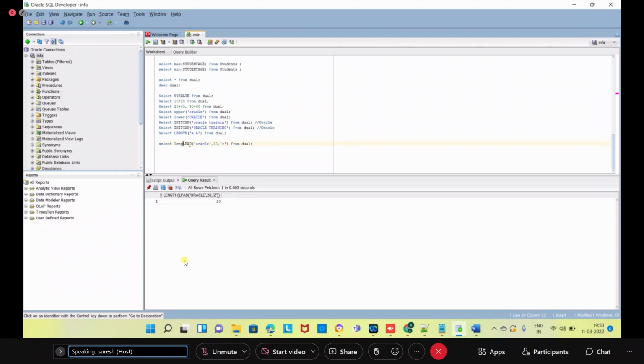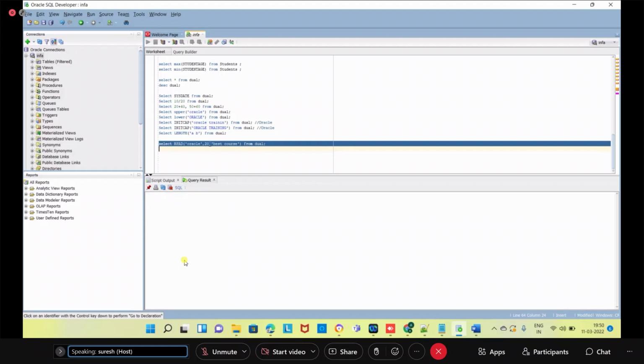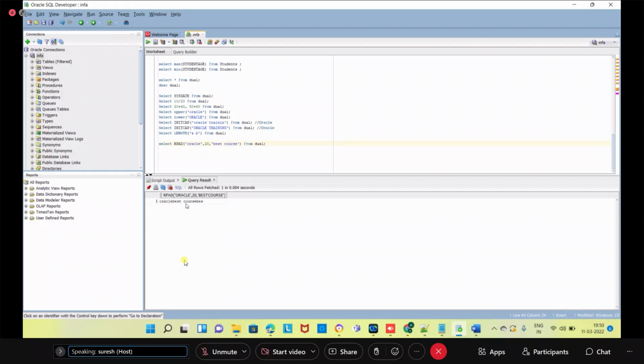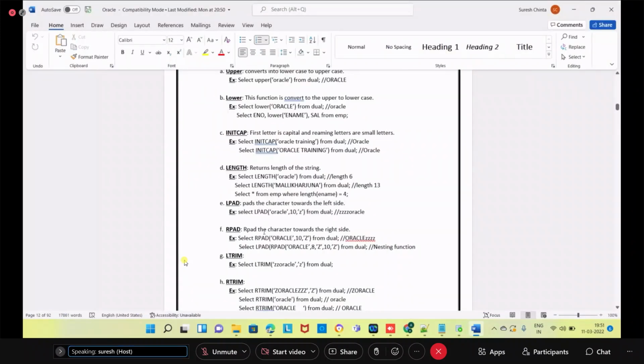In the same way, if you want to pad the right side, then RPAD. Right side you are padding the characters you want. Oracle. For example, Oracle is best course, then you can pad these characters. If you give any excess characters, then those will be truncated while setting. If you want to increase the length of the padding size, then it will show exactly. So it is repeating also, right? Exactly.